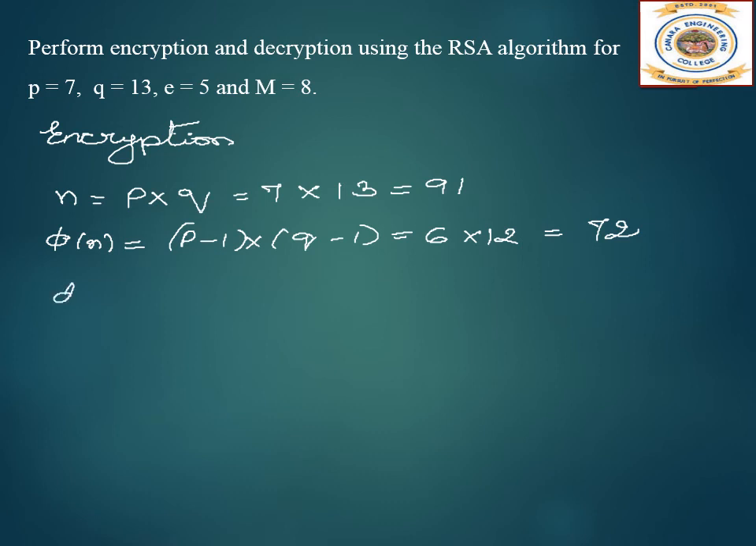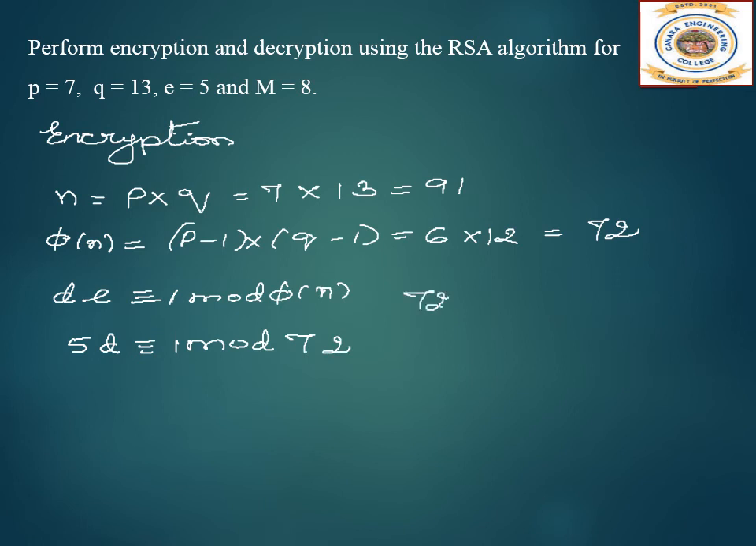Next, we need to calculate d. So d is congruent to 1 mod phi of n. D we don't know, we need to calculate. E is 5. 5D is congruent to 1 mod 72. So let me write this as (72A plus 1) divided by 5. If I substitute A is equal to 1, I will not get the answer. A is equal to 2, I will get this as 29. Therefore, D is equal to 29.